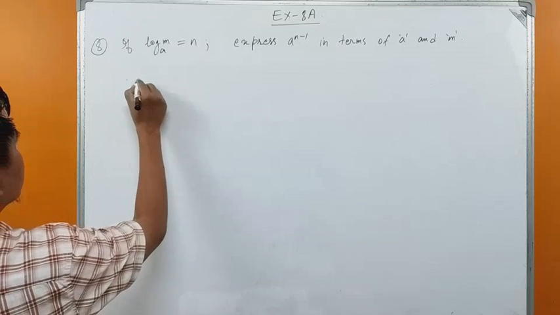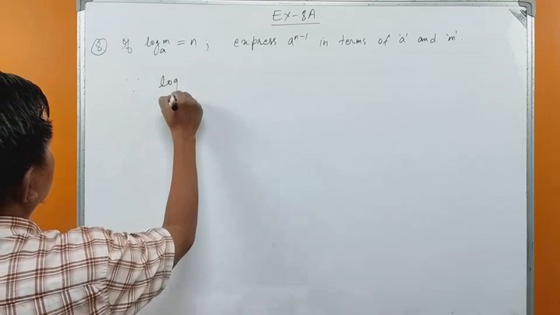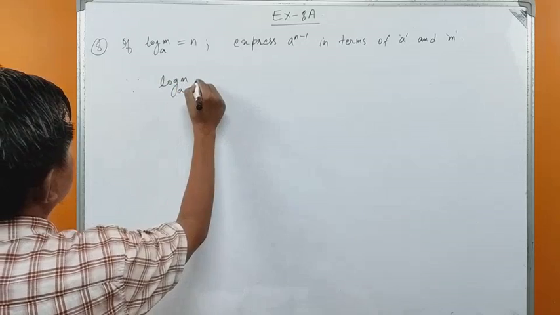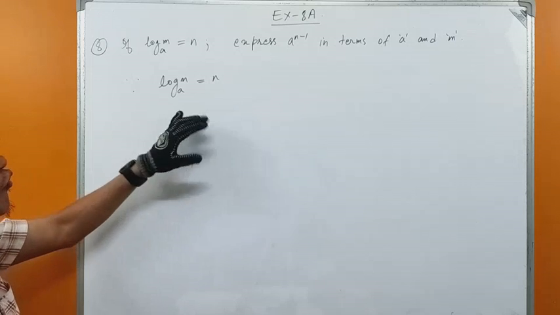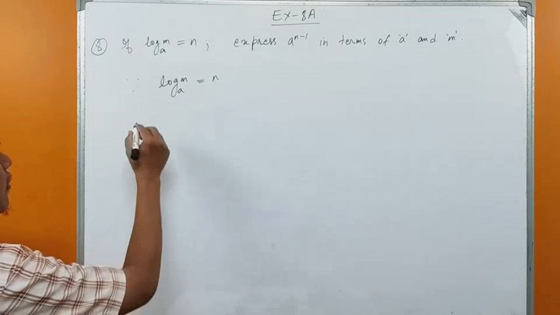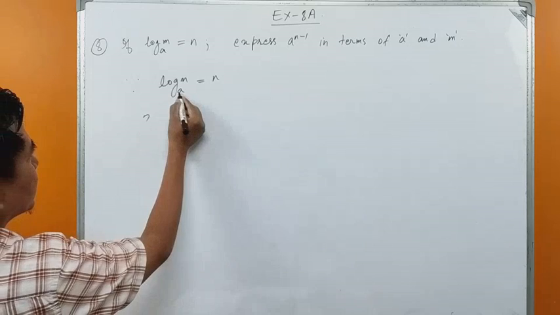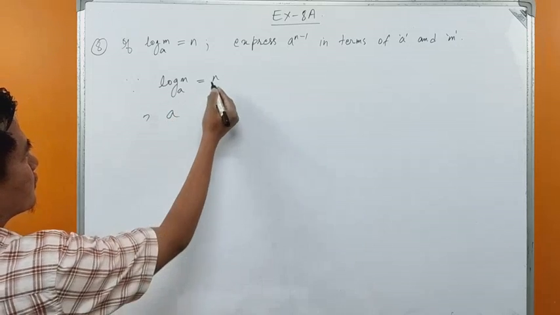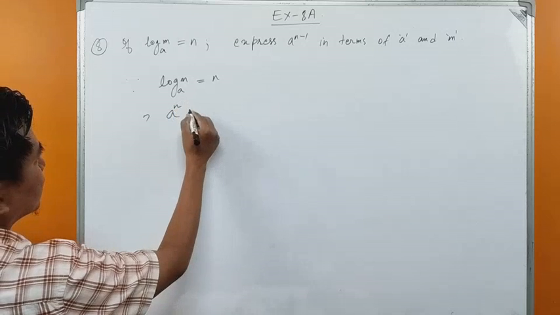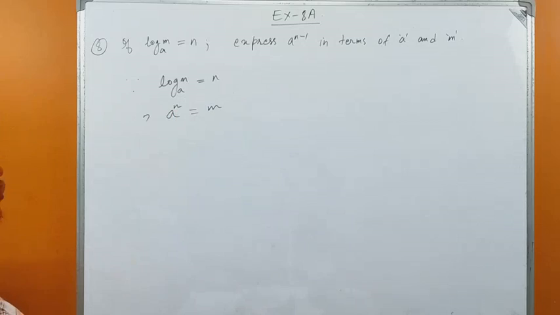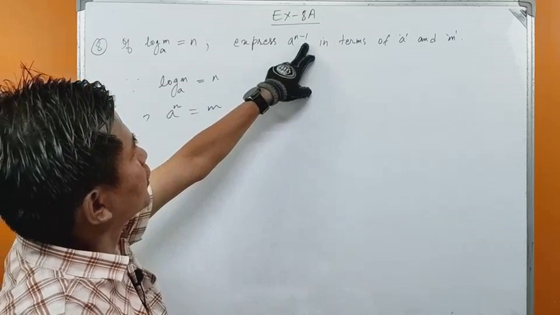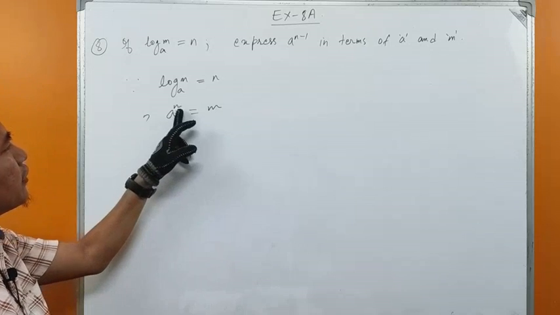Since we have log m to the base a equals n, this is in logarithmic form. We convert this into exponential form. Here a is the base, so we write the base here. This will be the power, and it equals m, since log m comes here. So we need a to the power n minus 1, but we have only a to the power n.